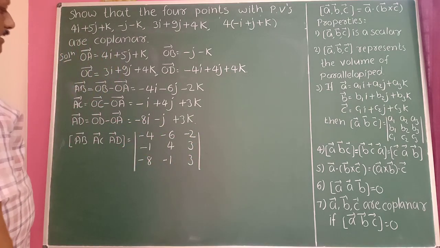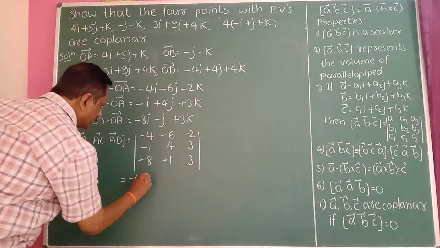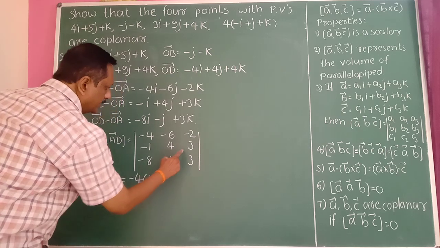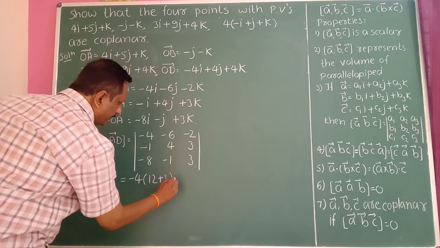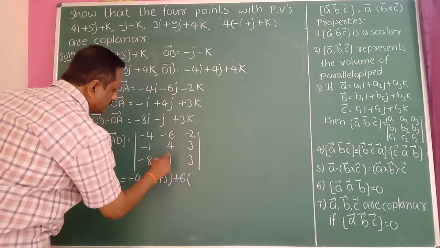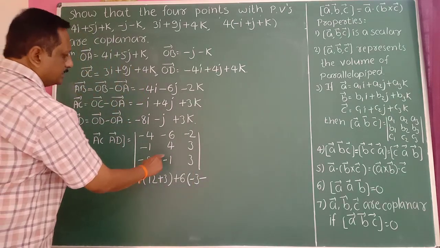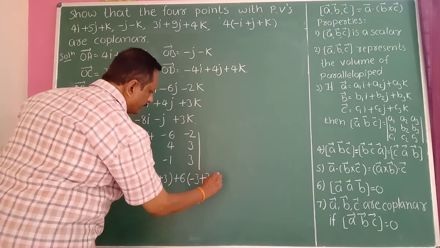Then expand the determinant here. So this is equal to minus 4 into (4 threes are 12, minus of 3 ones are 3, minus 3, minus minus becomes plus 3) here. Minus of minus becomes plus 6 here. Minus 1 into (3 gives minus of 3, minus of 8 threes are 24), minus into minus, plus 24.